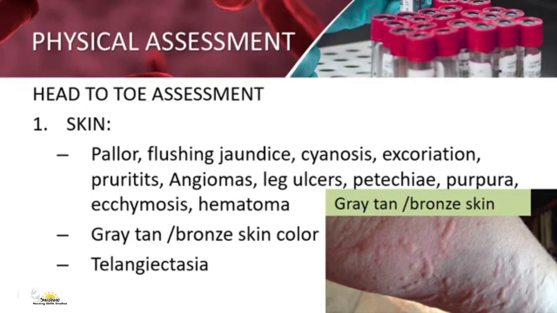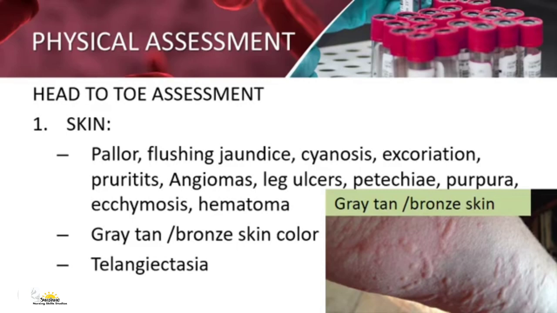And next, coming to the hematoma, it is a localized collection of blood which is usually clotted in the skin region. Grey tan or bronze skin color will be especially seen in the genitalia, in the scars and the exposed areas of the body, and it is caused in a disease condition called hemochromatosis. The picture which you can see here shows the grey tan or bronze skin appearance.